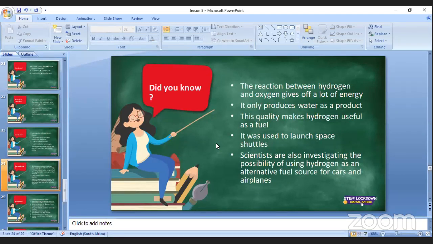Did you know that the reaction between hydrogen and oxygen gives off a lot of energy? So what type of reaction is this? It is an exothermic reaction. Remember, we did exothermic and endothermic reactions, grade 9. It only produces water as a product, and this quality makes hydrogen useful as fuel. It was used to launch space shuttles. But what is happening at the moment? Scientists are also investigating the possibility of using hydrogen as an alternative fuel source for cars and airplanes, so that we actually protect our ozone layer.